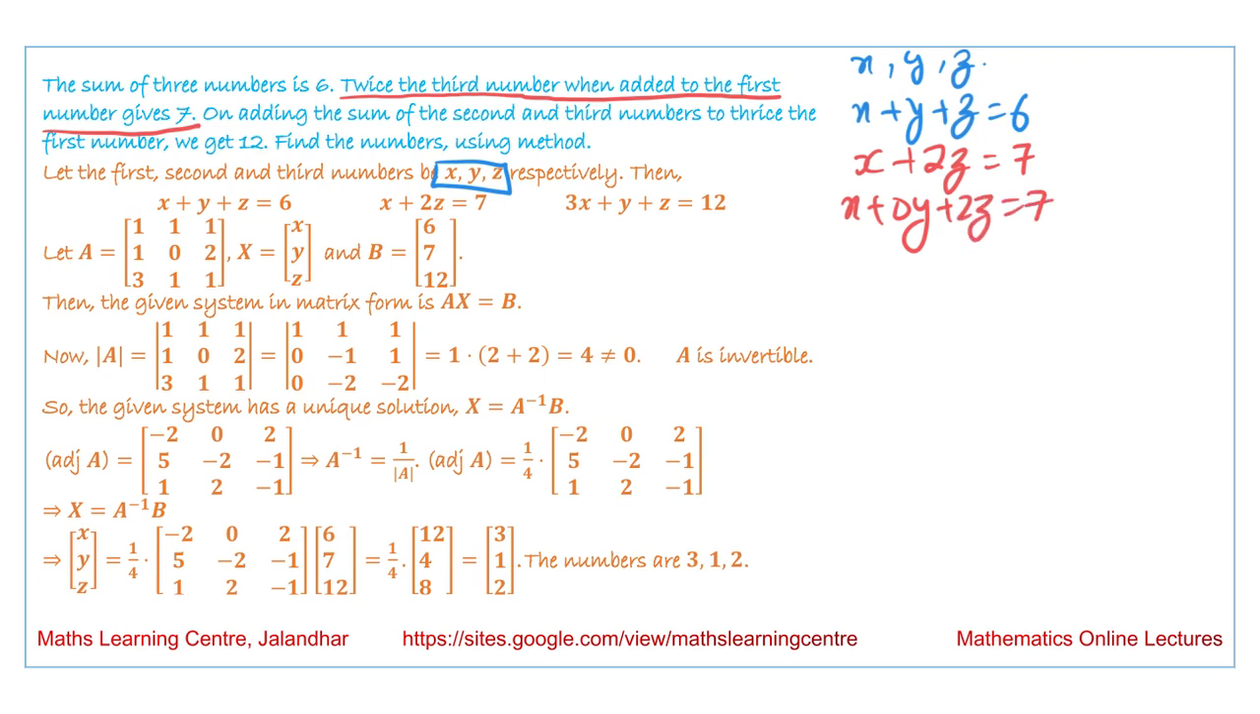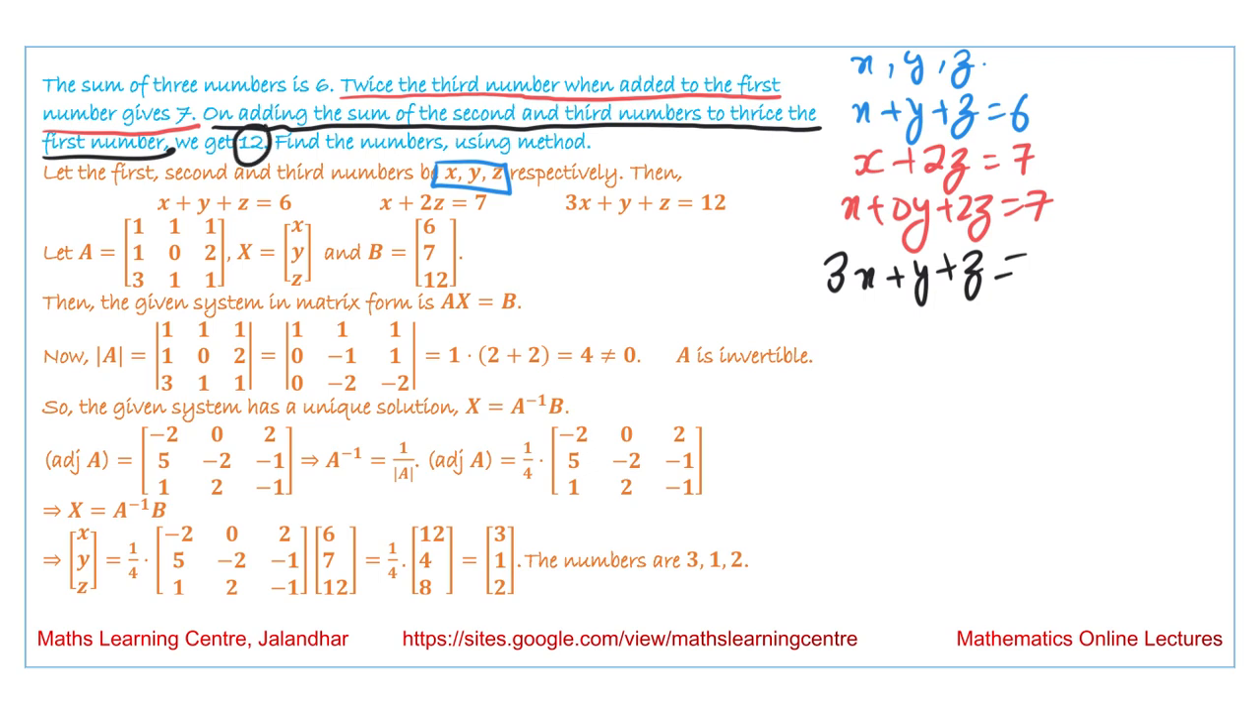And the last equation is: on adding the sum of the second and the third number to thrice the first number, 3x plus y plus z, the number we get is 12. So this is our first equation, this is the second equation, and this is the third equation. We have to find the value of x, y and z.